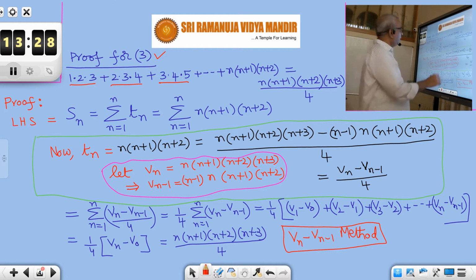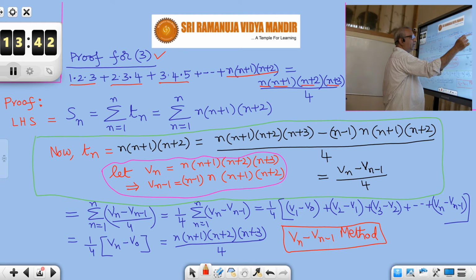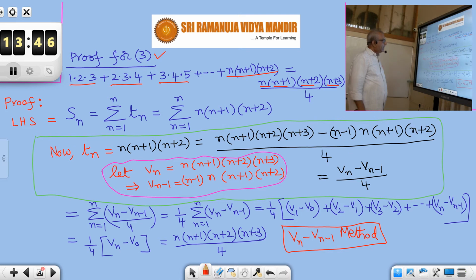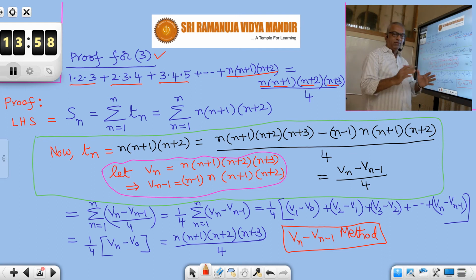The last term will be what? N into n plus 1 into n plus 2. What is the answer on the right hand side? Last term n into n plus 1 into n plus 2. We write one more factor n plus 3 whole divided by number of factors 4. That will be the answer. But here I want to give the proof. This is also one step forward, one step backward method only. But I want to give the proof using the sigma notation.